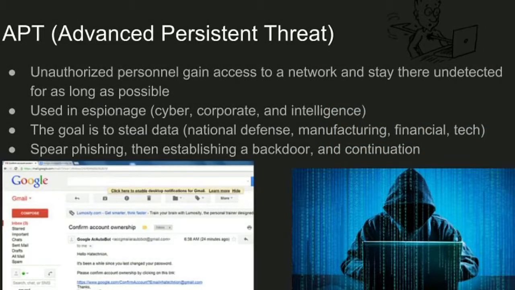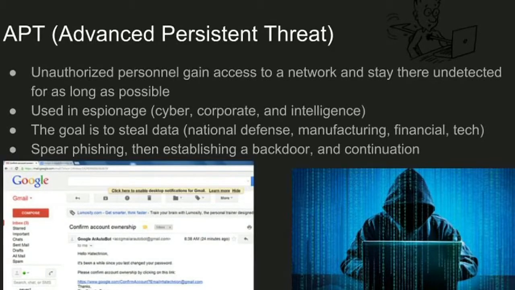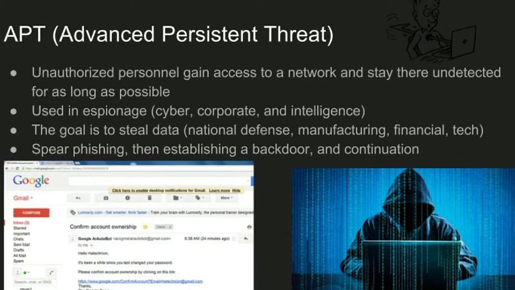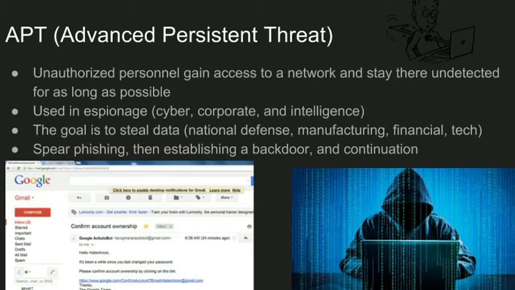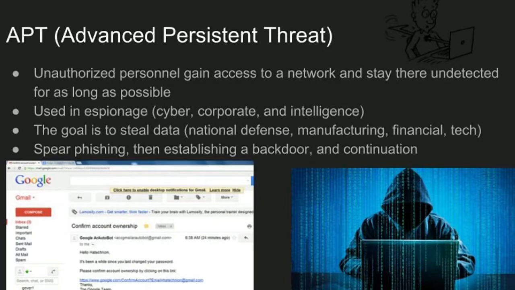Now, APT, or Advanced Persistent Threat. Now, this kind of attack happens when unauthorized personnel gain access to a network and stay there undetected for as long as possible. This is used in cyber, corporate, and intelligence espionage. Now, the goal is to steal data, and they do this in sectors such as national defense, manufacturing, and financial and technological companies.